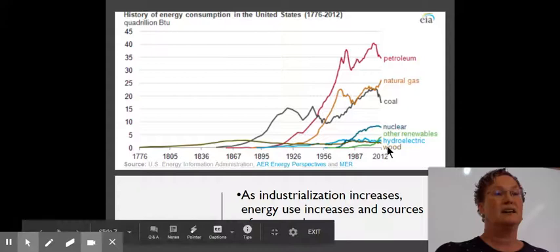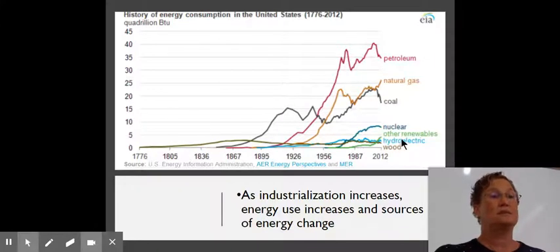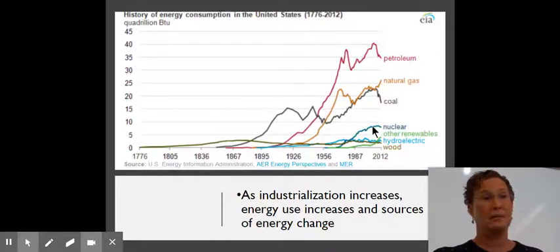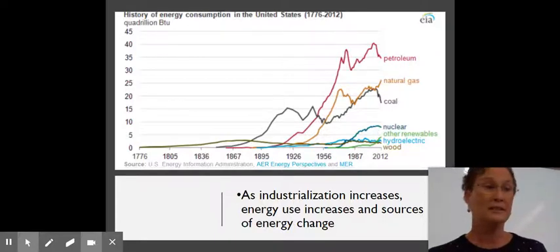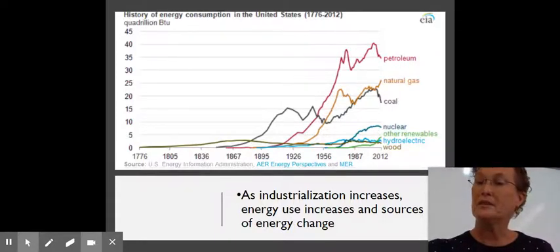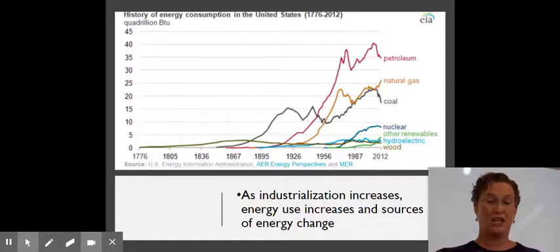So instead of being as reliant on these renewables, hydroelectric and wood and other renewables, you start to become more reliant on oil, natural gas, and coal. Nuclear also goes up as industrialization goes up. So the industrialization increases, energy use increases, and the types of energy change.